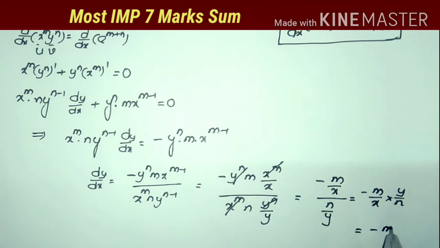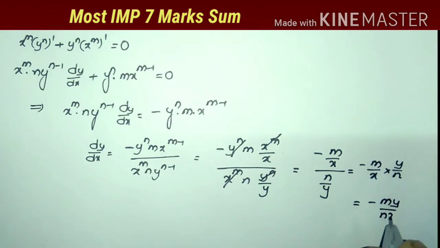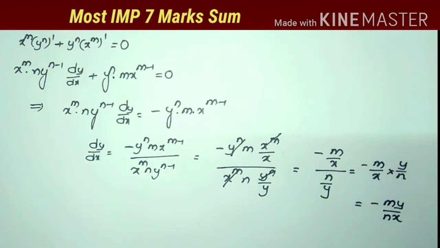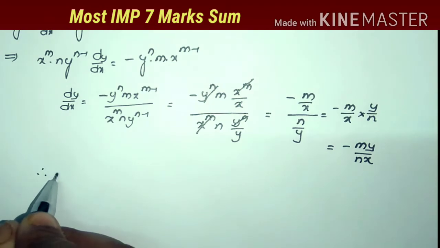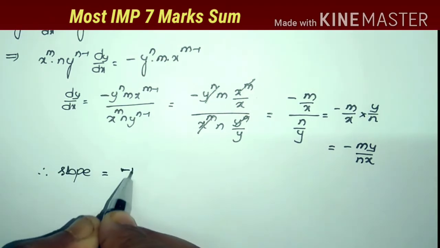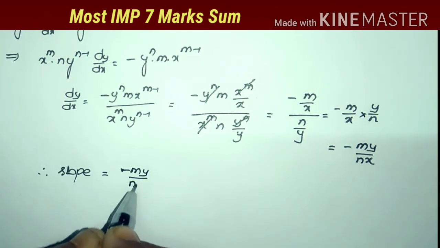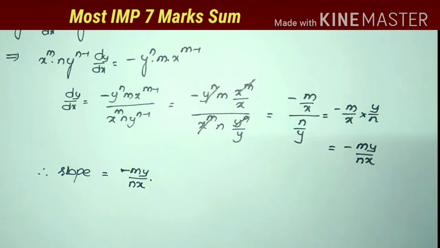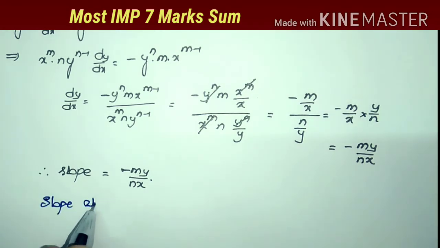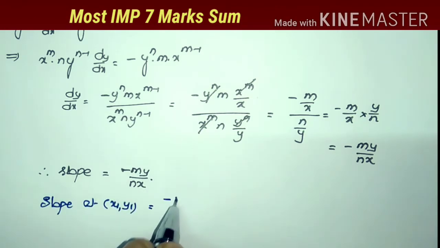Therefore, dy by dx, the slope, is equal to minus my by nx. Now, this is the slope value, and we want the slope value at the point x1, y1. Substituting x1, y1 in this value, the slope at x1, y1 is equal to minus my1 by nx1.